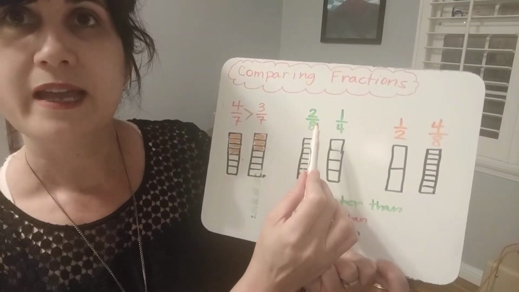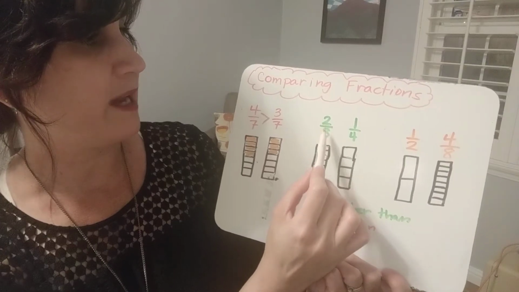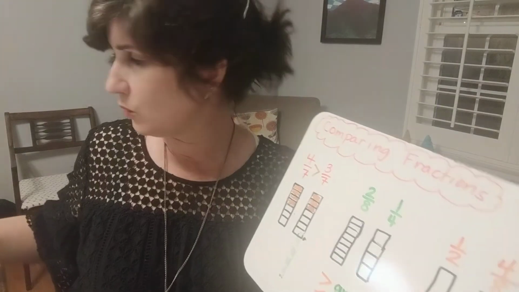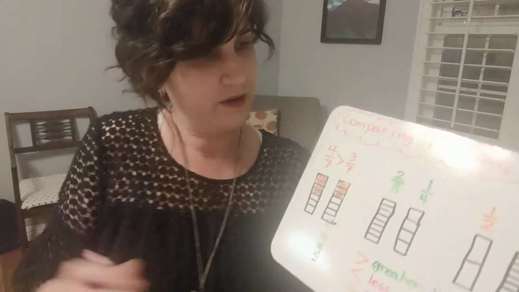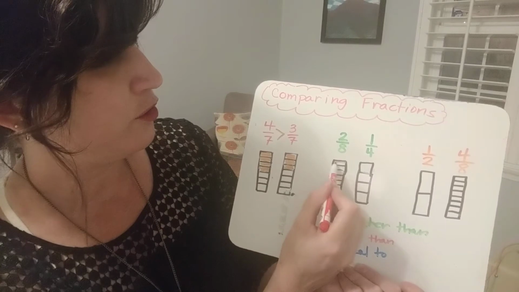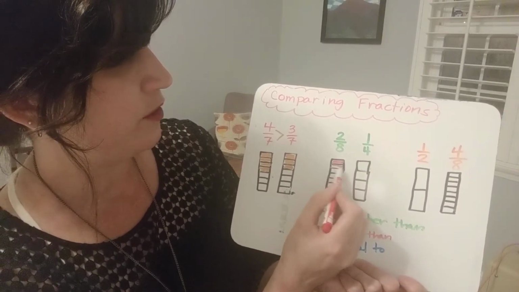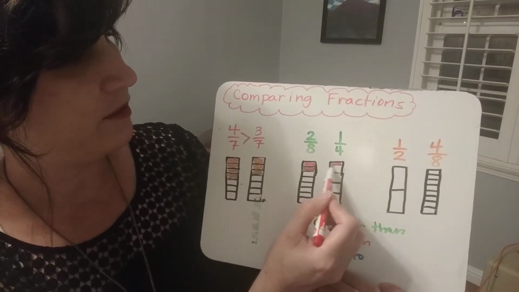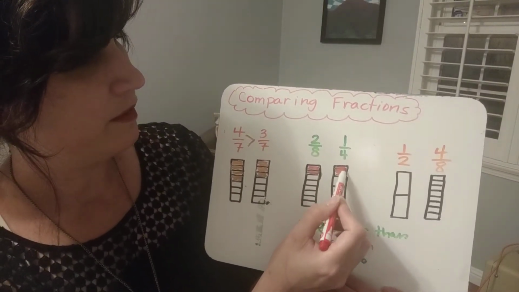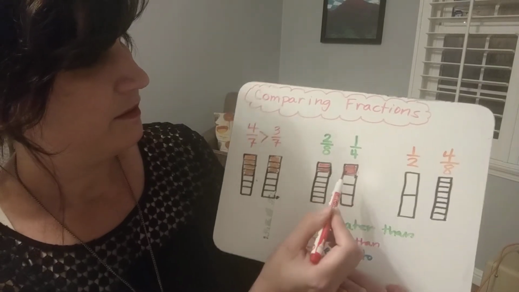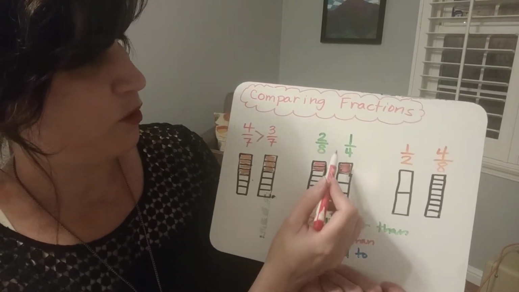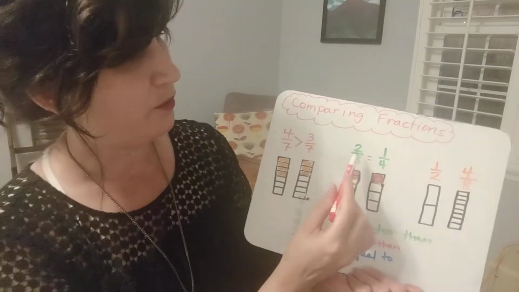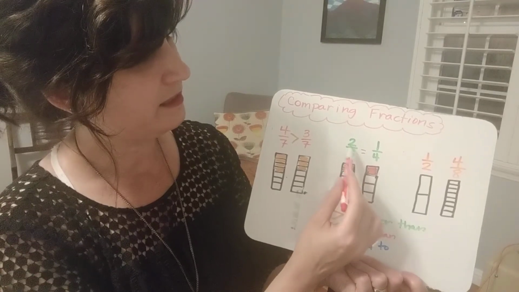Okay, we're going on and we see 2/8 and 1/4. So I know here that I'm going to color in 2 pieces out of 8 total. And here I'm just going to color in one big block. Now when I do this, I can see that these are the same or equivalent. They're equal.